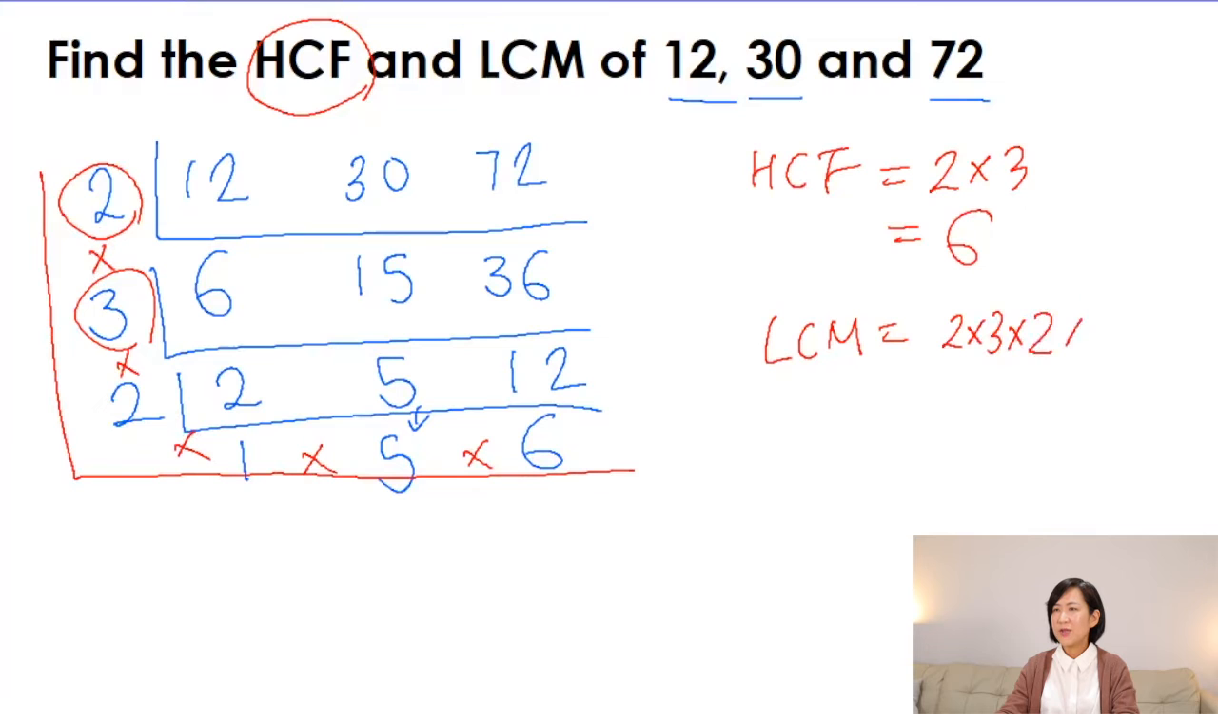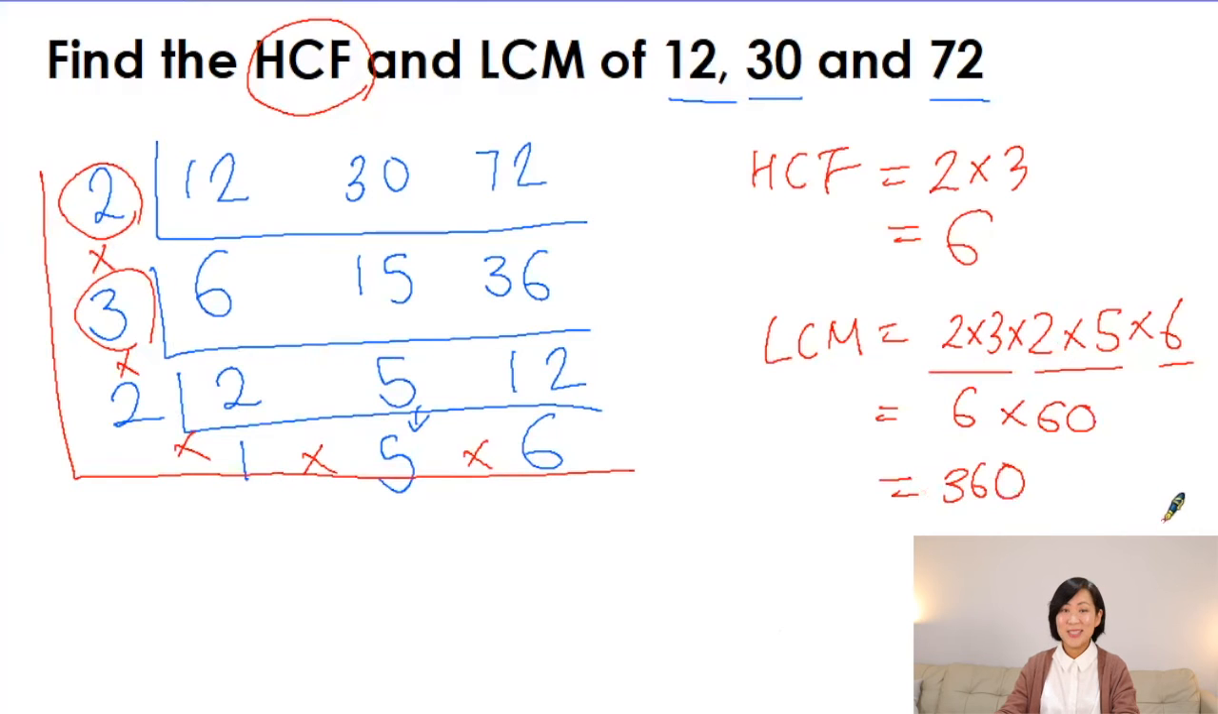Now let's calculate our LCM. That is 2 times 3 times 2 times 5 times 6. So let's see, we've got a 6 and then 10 and 6, 60. It gives you 360 as our LCM, and the HCF is 6.